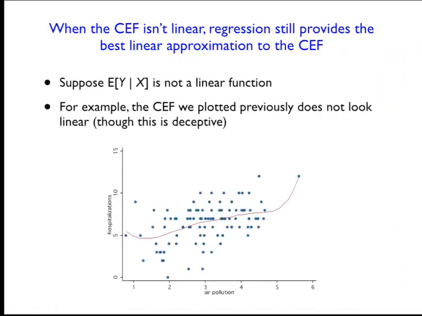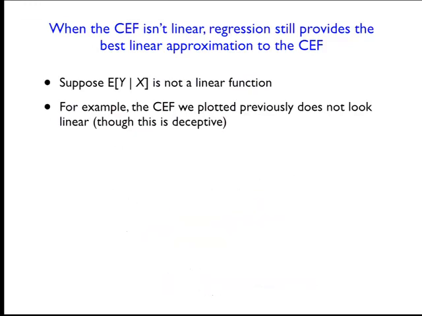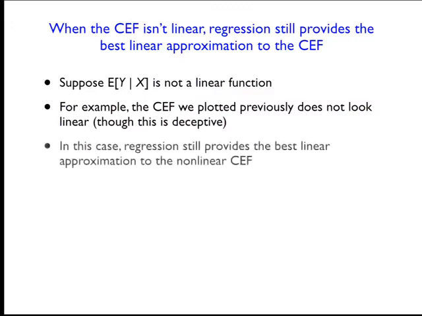For example, in the example I previously plotted in the slides, it looked nonlinear, although I said that was deceptive because it's really just an artifact of having very few data points in the over 5 range and maybe also in the less than 2 range. So in those scenarios, linear regression is obviously not going to give you the true conditional expectation function, because you're trying to fit a linear function to a nonlinear function. That being said, it's still going to give you the best linear approximation to the nonlinear CEF.